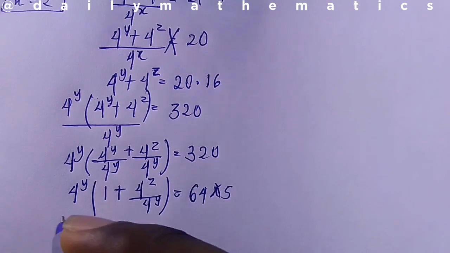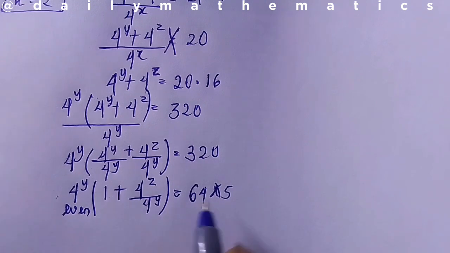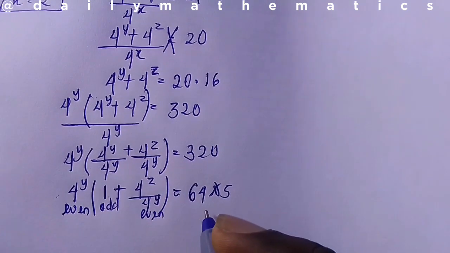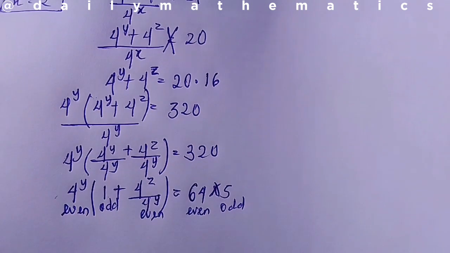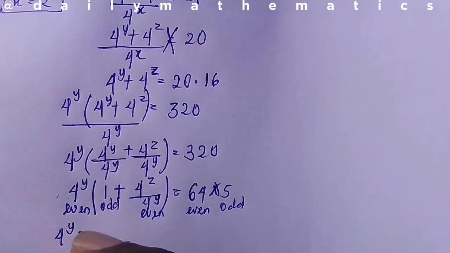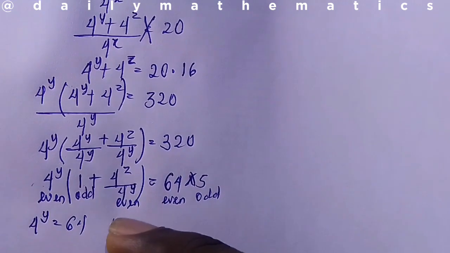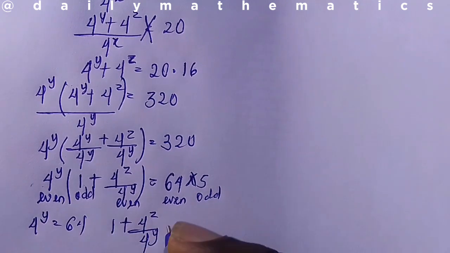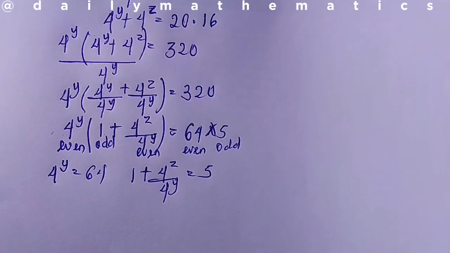So from here we can see that we have to equate this place to a factor and this place to a factor. This is an even number, and this is even, and this is odd, right? So from here what do we do? We equate this even to even. That's 4 raised to the power of y equals 64, right? And from here we equate this 1 plus 4 raised to the power of z over 4 raised to the power of y equals 5, right? So from here what do we do next?